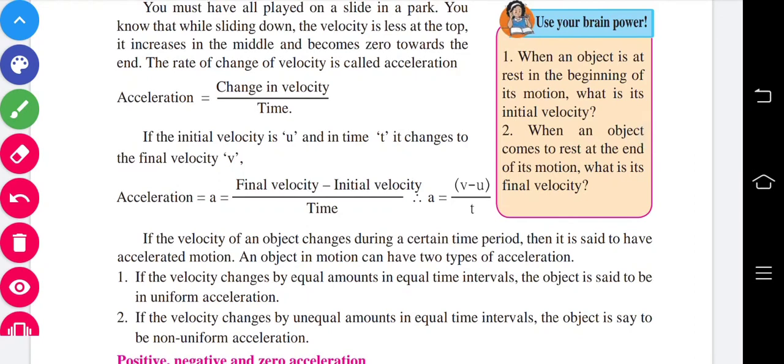When an object is at rest at the beginning of its motion, what will the initial velocity be? Obviously, the velocity will be 0. Next, when an object comes to rest at the end of the motion, what is the final velocity? For any object at rest, the velocity is 0. Are you okay with that? Fine.